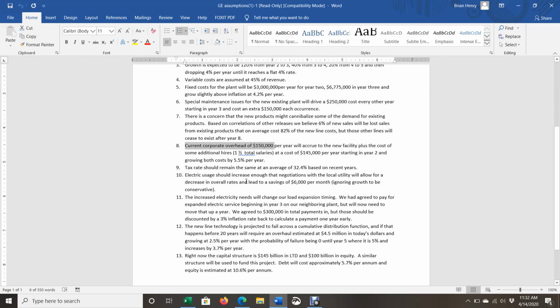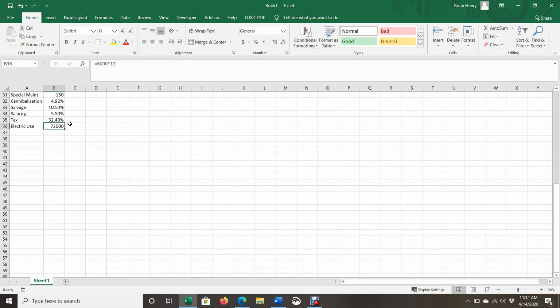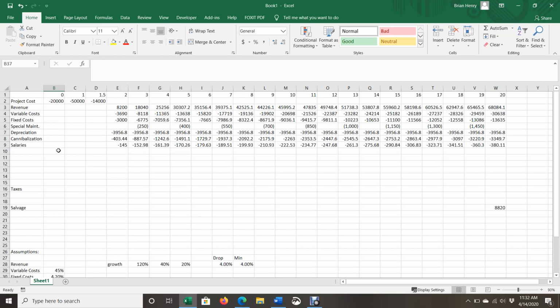Electric usage should increase enough that negotiations with local utility will allow for a decrease in overall rates and savings of $6,000 per month. So we're going to save $6,000 per month in electricity because you move up to a higher load factor or something like that. So $6,000 per month. So electric use, and this is a savings, not a cost. $6,000 per month, which means you need to multiply that by 12. So 6,000 times 12. Except we need to drop 3 zeros. So 6 times 12 actually.